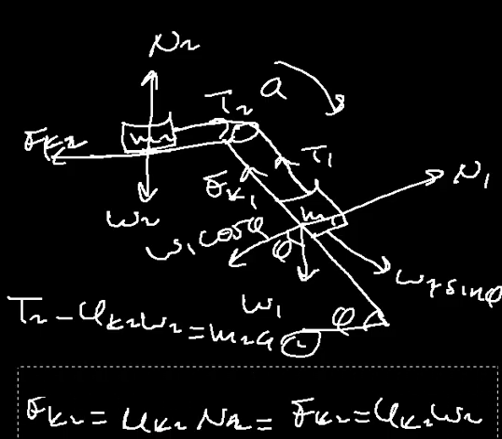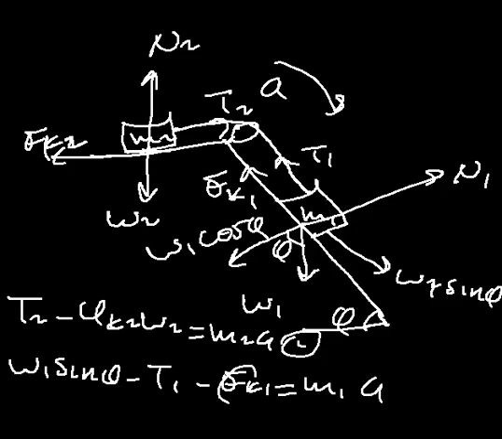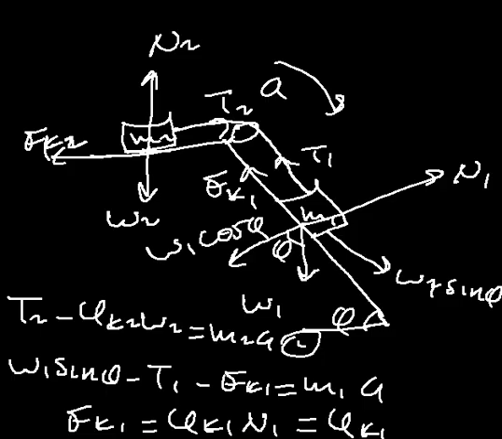And let's go to the case of object 1. Now what are the forces? We have the weight 1 sin theta, minus the tension force, minus Fk1, which is equal to mass 1 times acceleration. Fk1 corresponds to mu k1 times normal force 1, which is the same as mu k1 times weight 1 cos theta. So that's how we should have it.